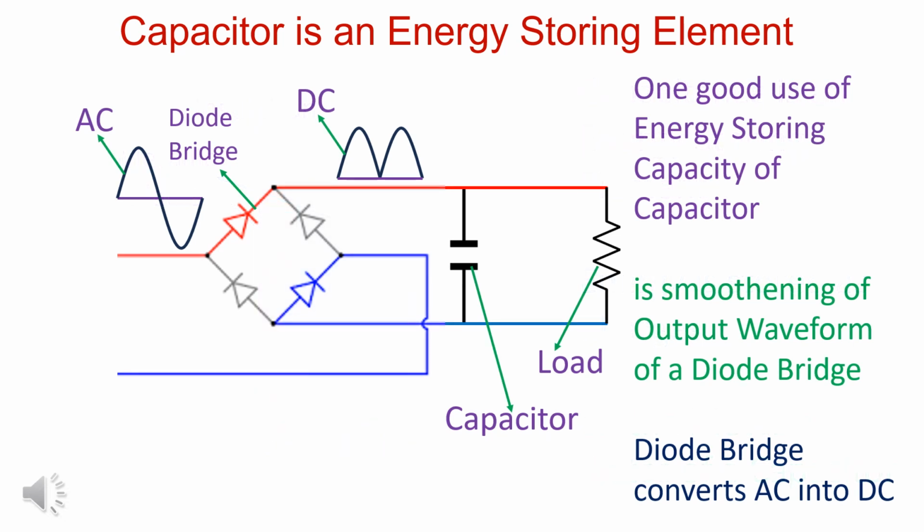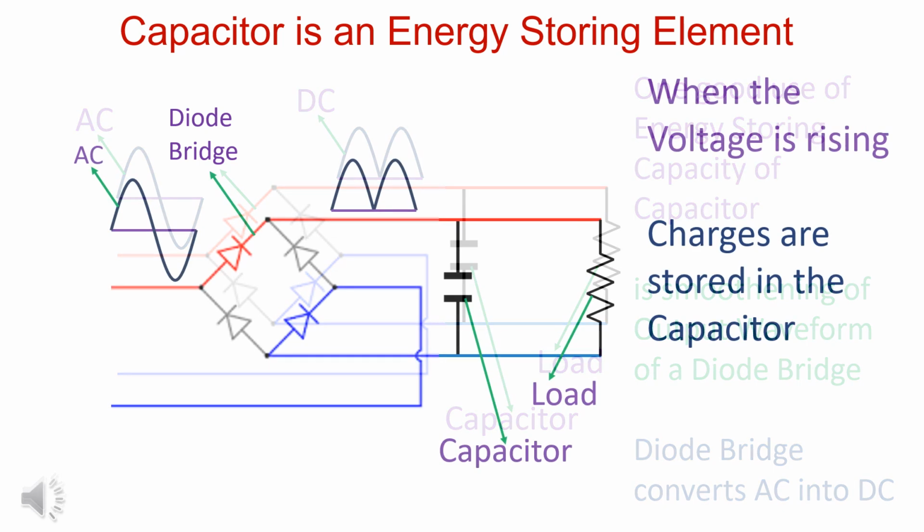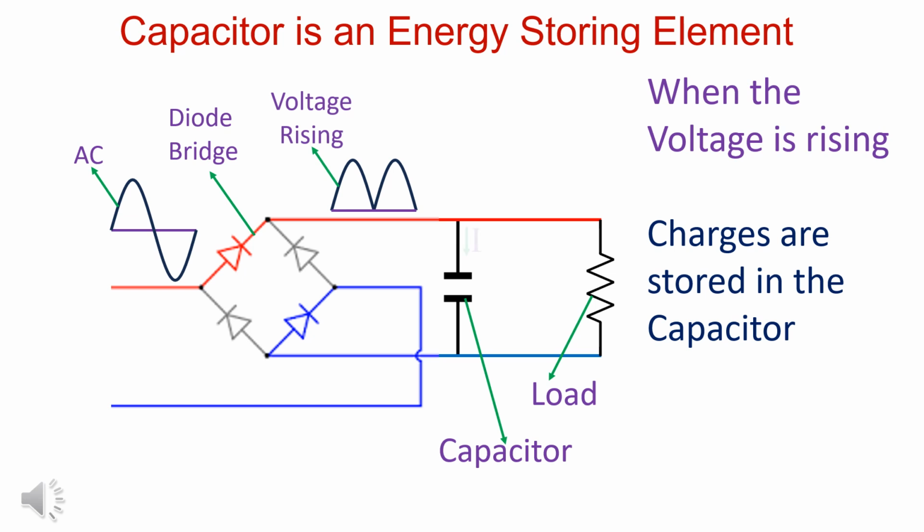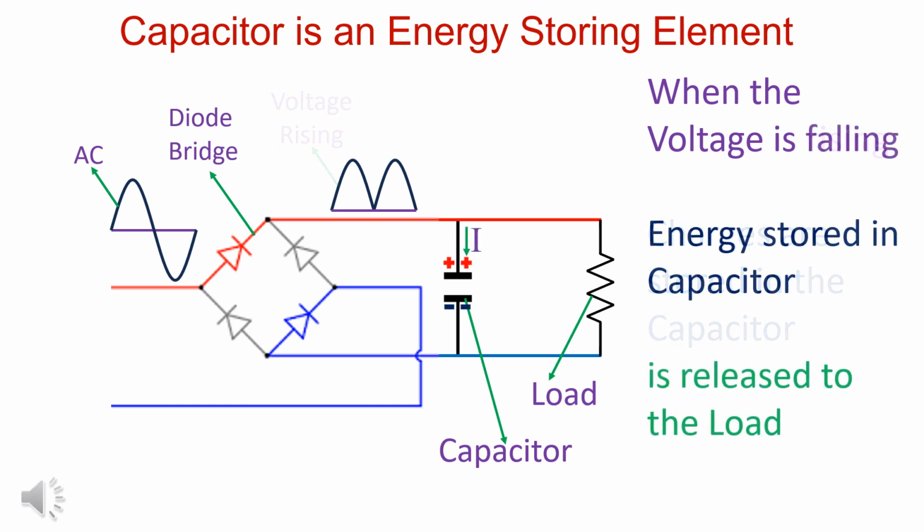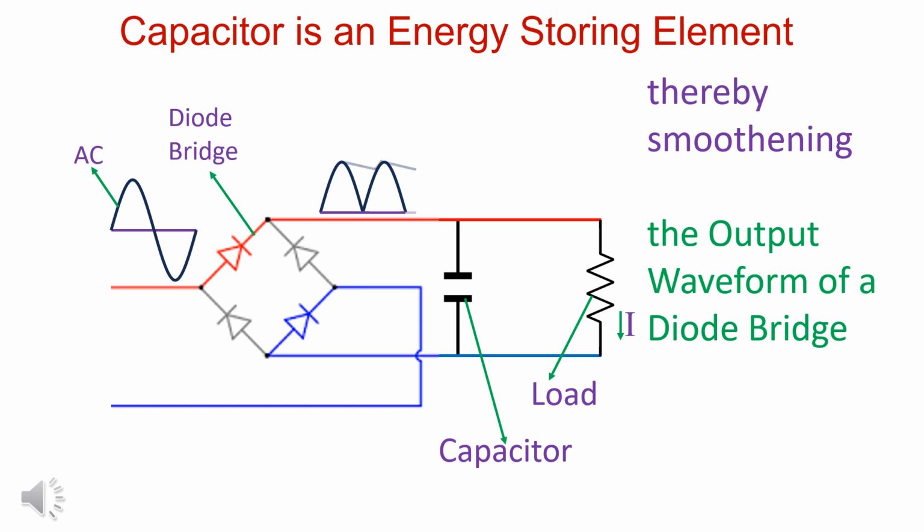One good use of the energy storing capability of a capacitor is to smoothen the output voltage of a diode bridge. When output voltage is rising, charges are stored in the capacitor. When voltage is falling, energy is released by the capacitor to the load. Thus, the output voltage is smoothened.